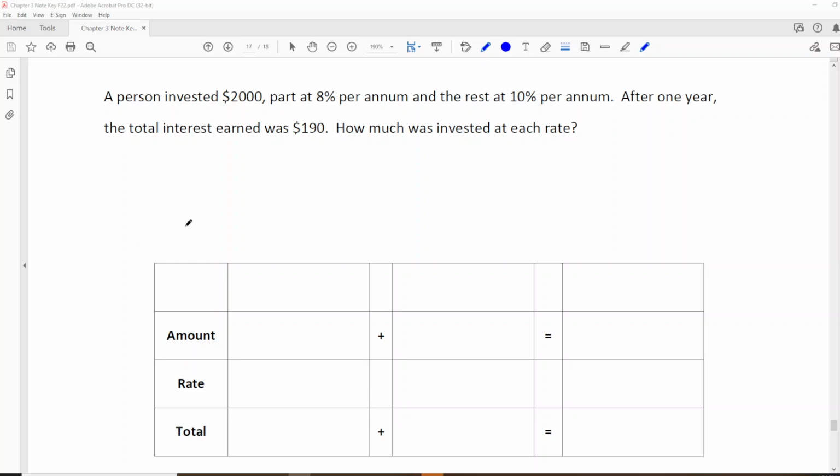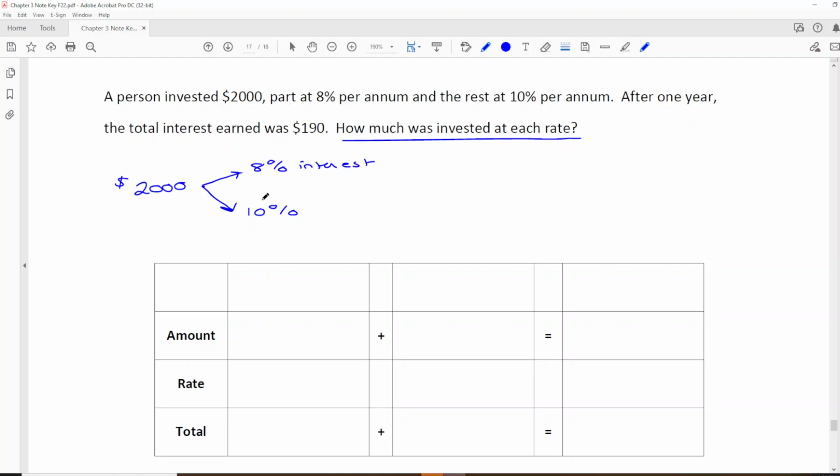Now, with every word problem, this last sentence is telling us what our two variables are going to be. So we have a person investing money. So they're investing how much? They're investing $2,000. So they've got this $2,000. They're going to invest part at 8%, and they're going to invest the rest at 10%. Now, what is this 8% and this 10%? Well, this is your interest.